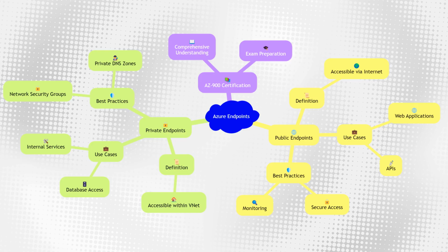In the realm of Azure architecture and services, understanding the distinction between public and private endpoints is crucial. Endpoints are essentially network interfaces that allow communication between different components of a cloud environment. They play a pivotal role in ensuring secure and efficient data flow. This presentation will delve into the definitions, use cases, and best practices for both public and private endpoints within Azure, providing a comprehensive understanding necessary for the AZ900 certification.